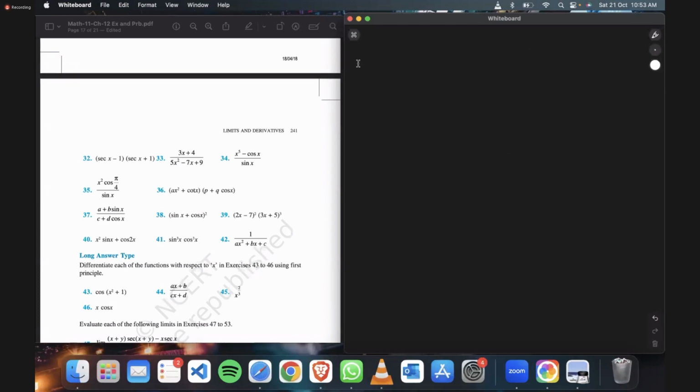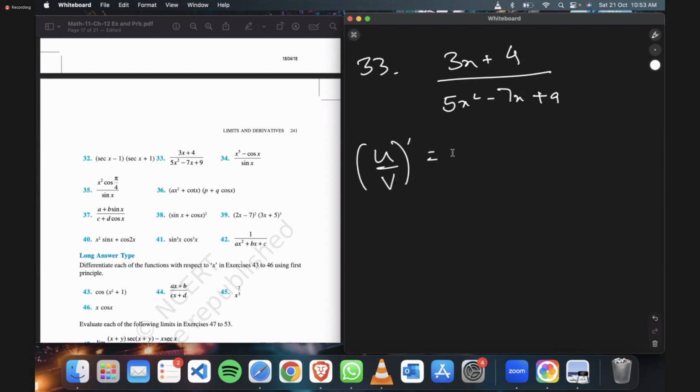Next up is question number 33. I have (3x + 4) divided by (5x² − 7x + 9). One thing I want to tell you: you must know this quotient formula. But whenever you see something like this, don't just start applying the formula by putting v equal to this and u equal to this. It will be a big hassle, and the answer will look very dirty. It's just my suggestion.